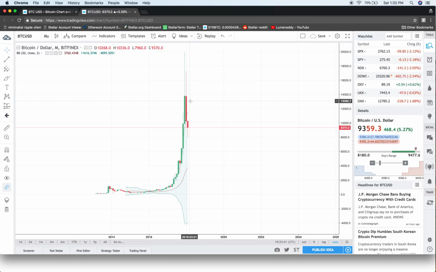You have long wicks, upward wicks. This is called a tweezer top pattern, which is a bearish, ensuing bearish trend pattern, along with an overbought position on a Bollinger Band, would indicate a bearish pattern ensuing, generally speaking.